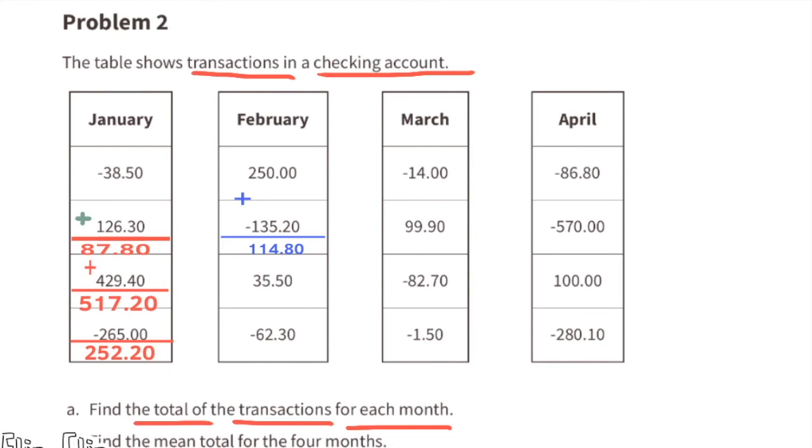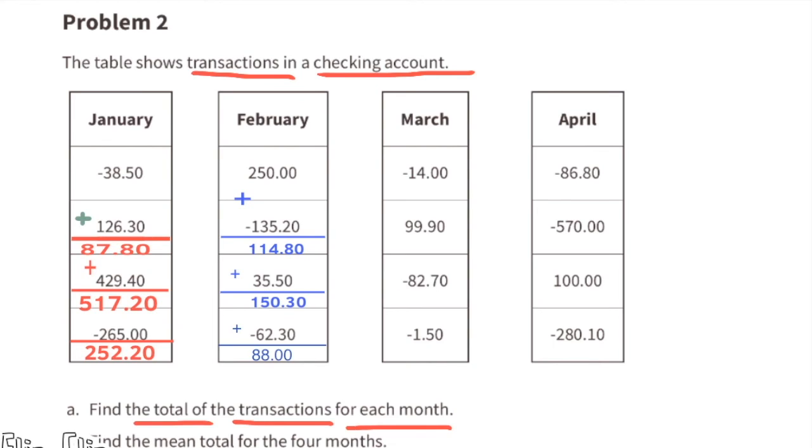But then they deposited $35.50, making the account balance $150.30. And the last transaction in February was a withdrawal of $62.30, leaving them a February account balance of $88.